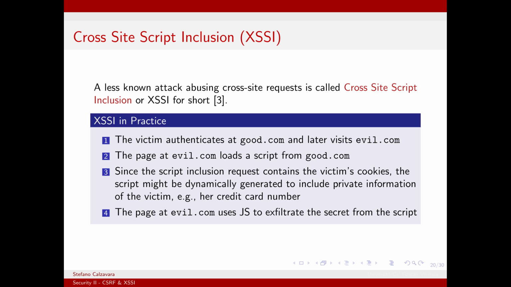The attack is simple. The key idea is that some benign site might assemble scripts depending on session data, and this session data might contain confidential information. In this attack, the victim first authenticates at a trusted service, say good.com, and later visits the attacker website, say evil.com. Now the attacker loads a script from good.com using a script tag, and since the script inclusion request contains the victim cookies, the script is generated so that it contains some private information on the victim, say a credit card number. Since the script is included in the attacker origin, the attacker can try to use JavaScript to exfiltrate the secret from the script and leak session data.